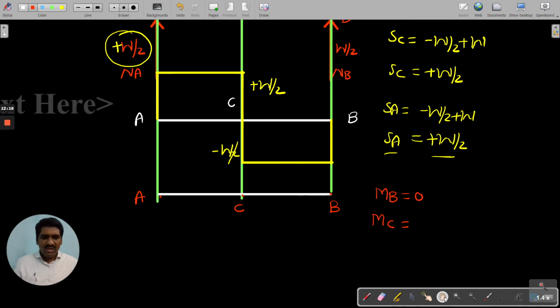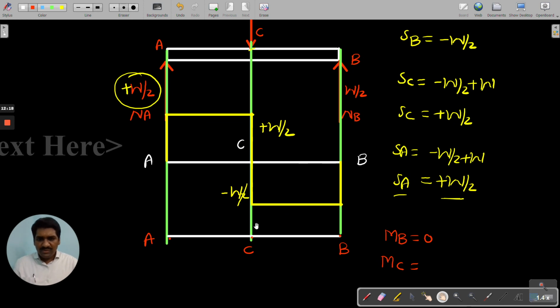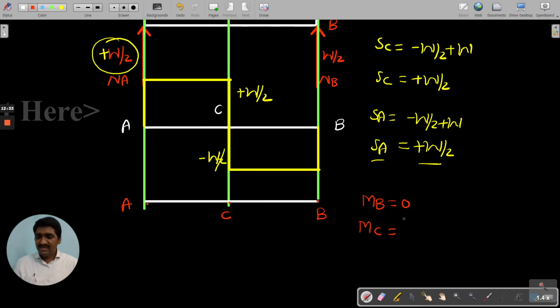Okay, so with respect to the point C, you can check all of you. With respect to the point C, this load is trying to rotate the body. This load is trying to bend the body in which direction? In the anti-clockwise direction. Therefore, I can take anti-clockwise moment as positive.